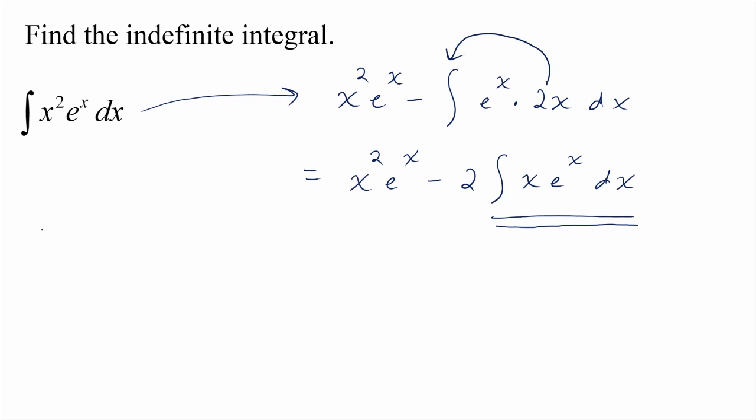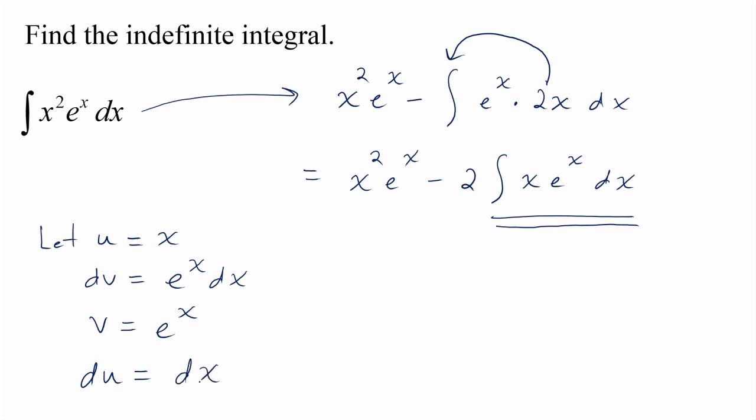So let's let u equal x. Therefore, dv is the rest of the integrand, e to the x dx. So now we will integrate dv. So therefore, v is e to the x, and du would equal 1 dx. So now let's just worry about what this part of the problem is, just this part of the problem.